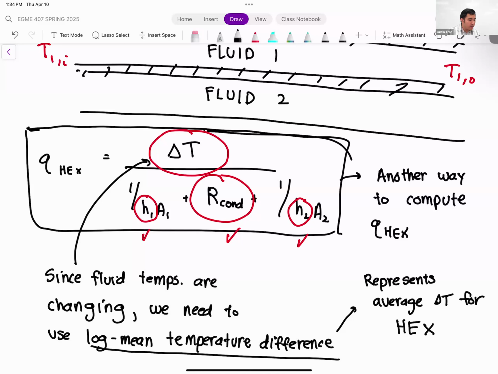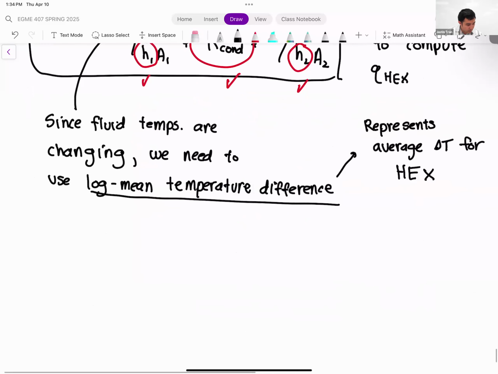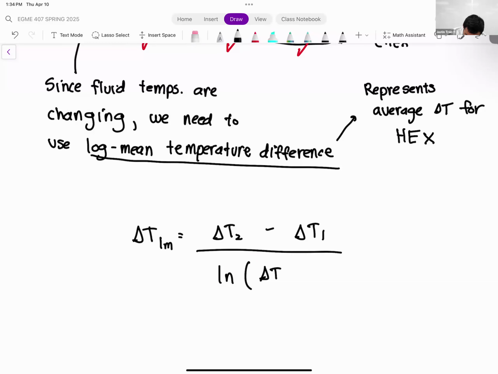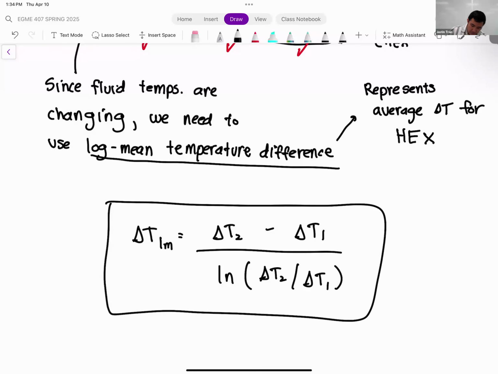And there's a special way to compute that based on the knowledge that we have. So I'll just give you the formula for it. Delta T log mean is equal to delta T2 minus delta T1 divided by the natural logarithm of delta T2 divided by delta T1. I know I've defined none of those quantities there, but just write it down first and then we'll talk about it in a bit.